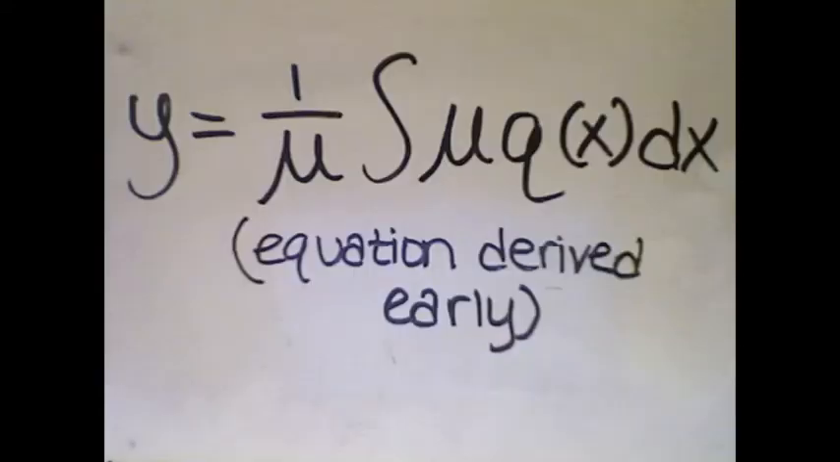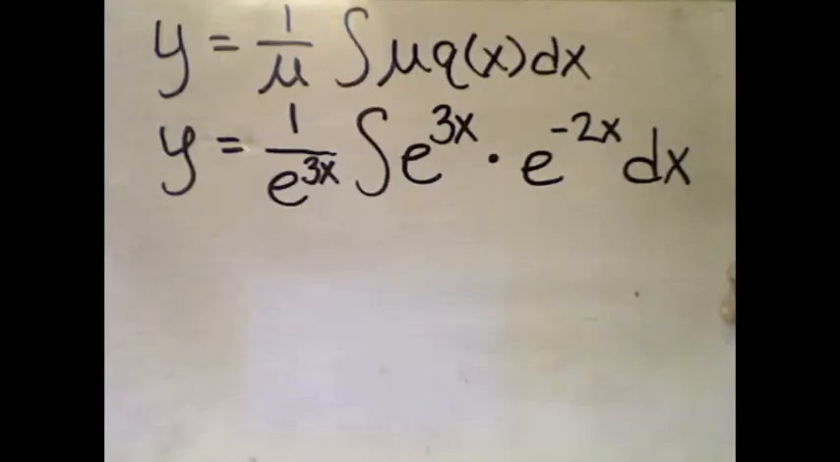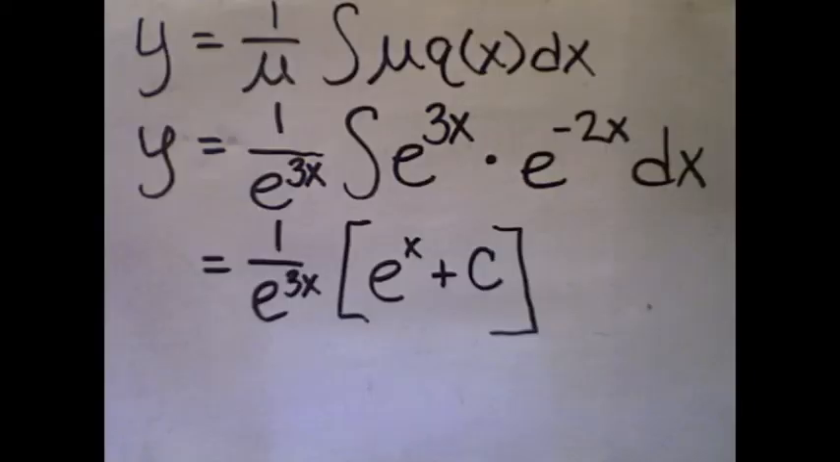Now that we have what all our variables equal, we can move on to step number 4. Now we must use the equation we derived earlier, y equals 1 over mu times the integral of mu times q of x dx, and plug in our variables to solve. After plugging in what we know for mu and q of x, we get y equals 1 over e to the 3x times the integral of e to the 3x times e to the negative 2x dx. After calculating the integral, we get e to the x plus c, and we're going to multiply that by 1 over e to the 3x.